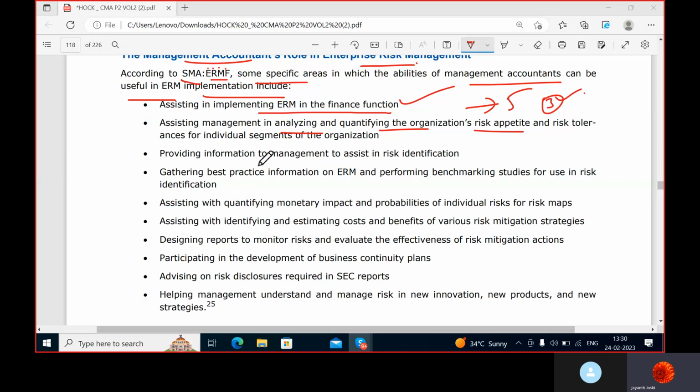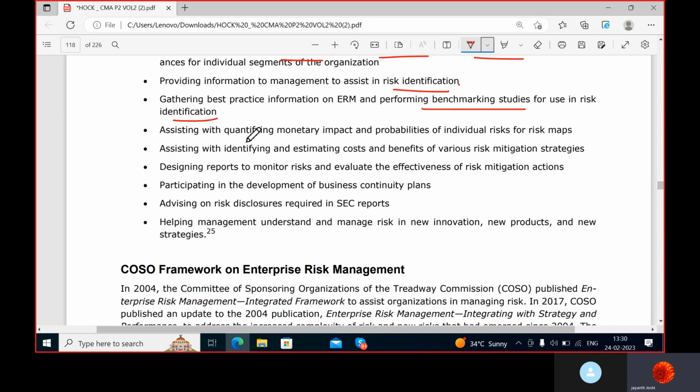Providing information to management to assist in risk identification, gathering best practice information on ERM and performing benchmarking studies for use in risk identification. Then the next point is assisting with quantifying monetary impact. So what kind of impact the risk can have on the company, and the probability of individual risks for risk maps. Assisting with identifying and estimating costs and benefits of various risk mitigation strategies. That means if we take up some strategy to minimize the risk, then what cost can we incur and what benefit can we get from that.